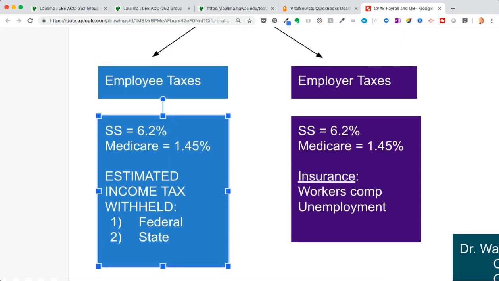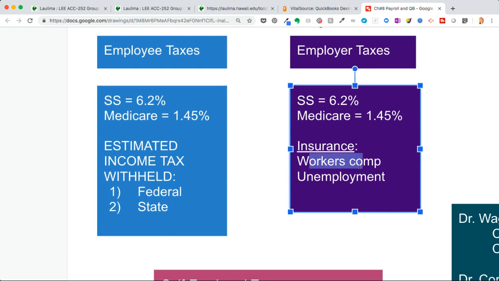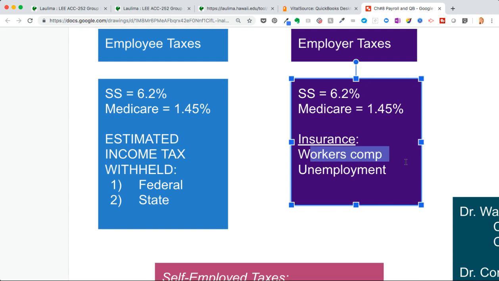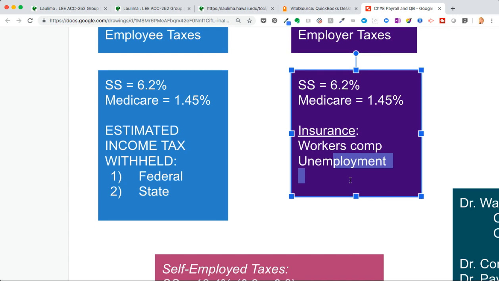Then on the employer side, they also pay insurance, workers' comp, and unemployment. And they can have federal and state versions. They tend to be very reasonable and smaller amounts. They'll pay workers' comp every month based on the amount that they pay the employee. And unemployment is basically based on the first amount that the person makes instead of the entire pay they receive.